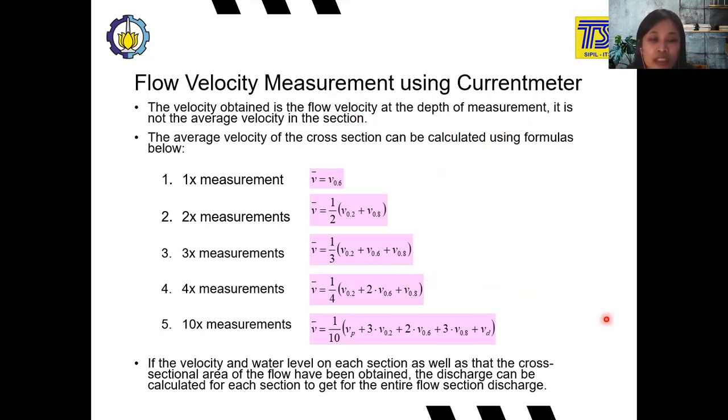So if the velocity and the water level on each section have been obtained, the discharge can be calculated, because discharge is equal to V times A. Here we have the V, and then we can multiply it by the area of the cross section to get the discharge of the flow.